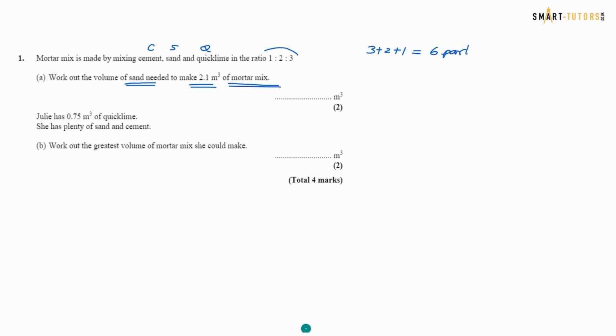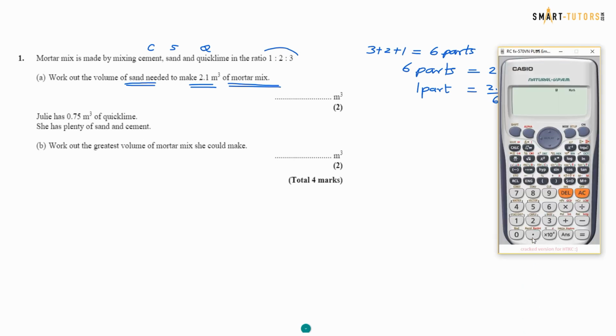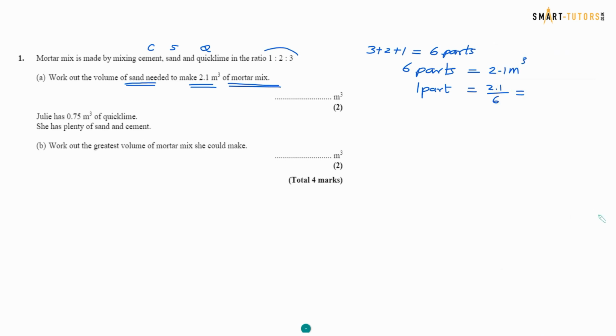So 6 parts equal 2.1 meter cube, and 1 part equals 2.1 divided by 6. Make use of the calculator. So here you go. 2.1 divided by 6 parts, which is 0.35. So 0.35 meter cube.